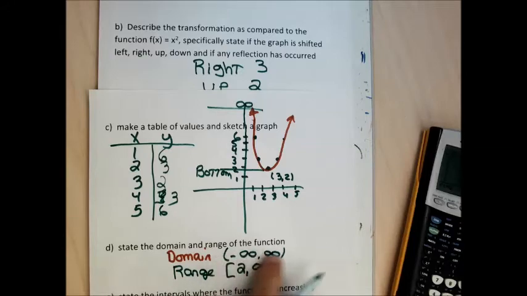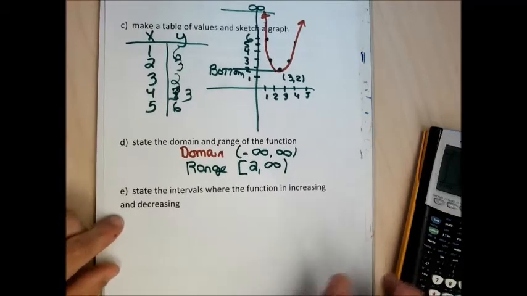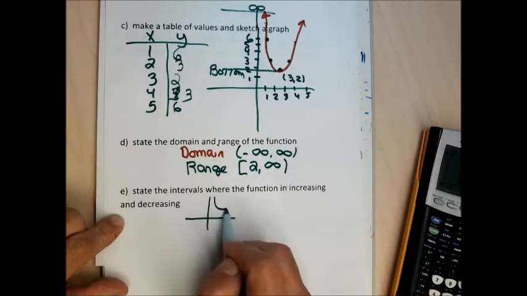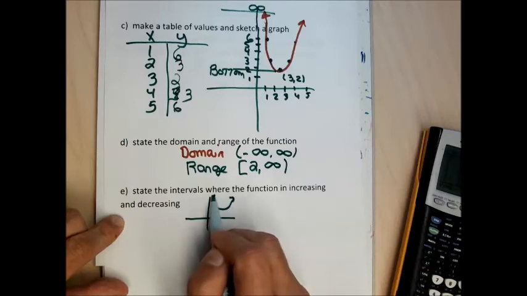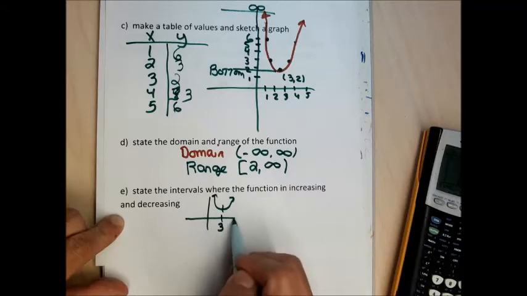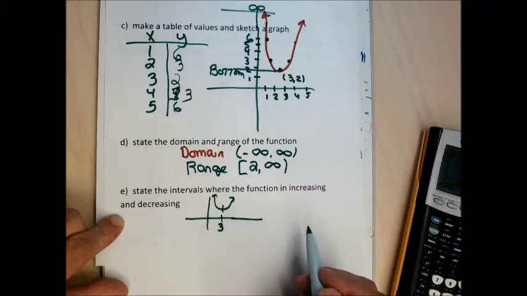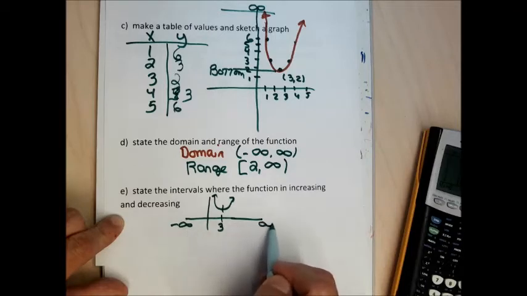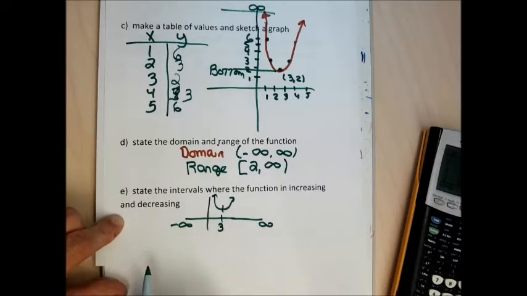All parabolas have domains of negative to positive infinity, so I didn't really do much work for that. The last thing I need to do is write where the graph is increasing and decreasing. And in order to do that, I'm going to take the x-coordinate of the vertex and put it on the x-axis of my graph. I'm going to put a negative and positive infinity on the rest of the x-axis, and I'm going to create intervals.